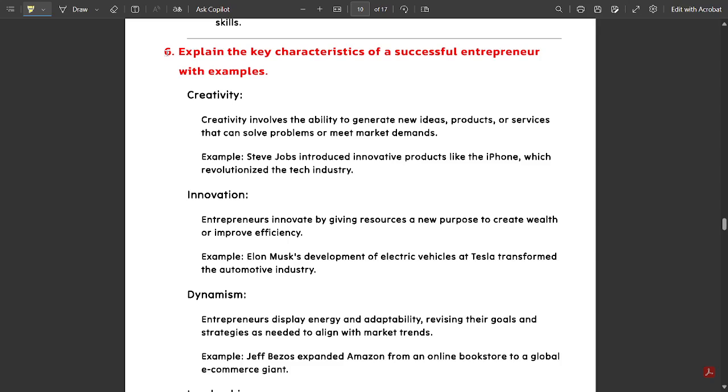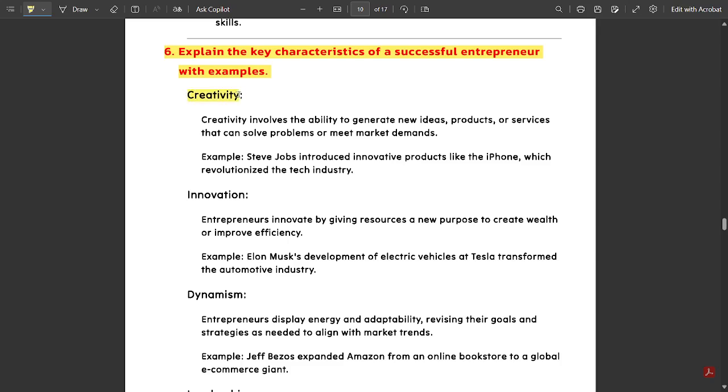Already five questions we have discussed in module 3. This is the sixth question now. The previous ones are available in our channel, you can check them later. Explain the key characteristics of a successful entrepreneur with example. Okay, we should be explaining some of the characteristics.